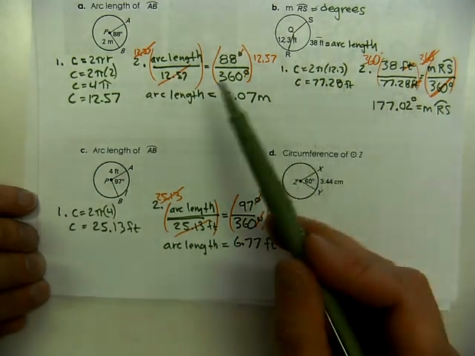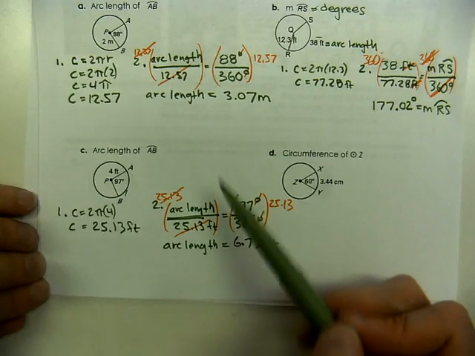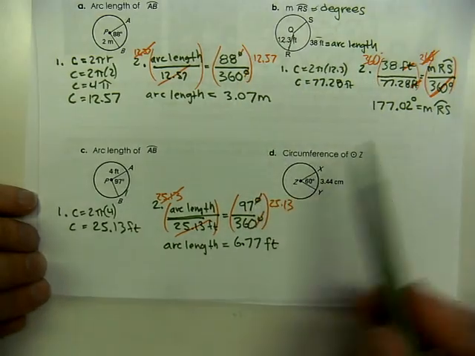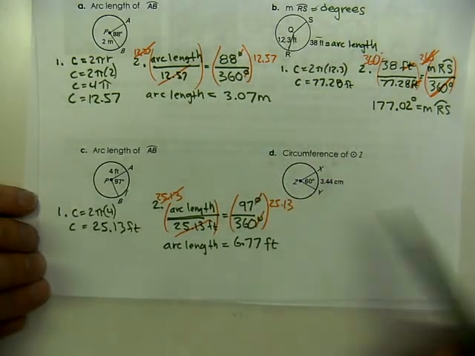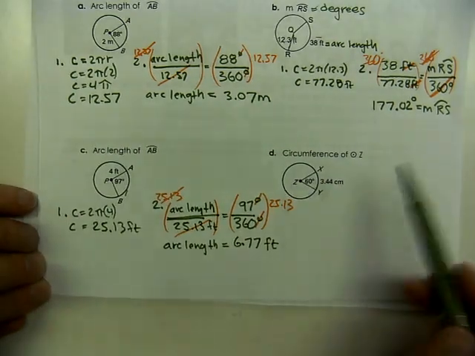So these three are fairly straightforward. This is the exception. This is where it gets a little bit weird. So we're going to talk about that here in a moment.